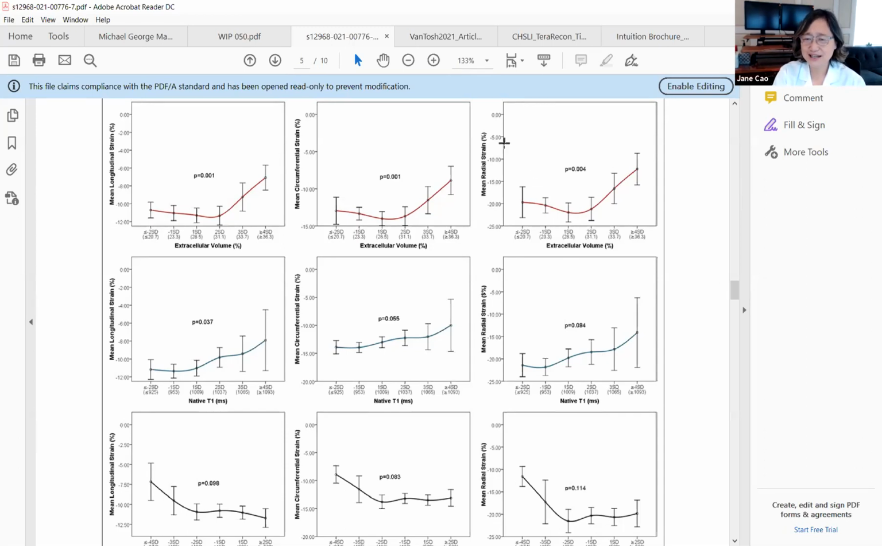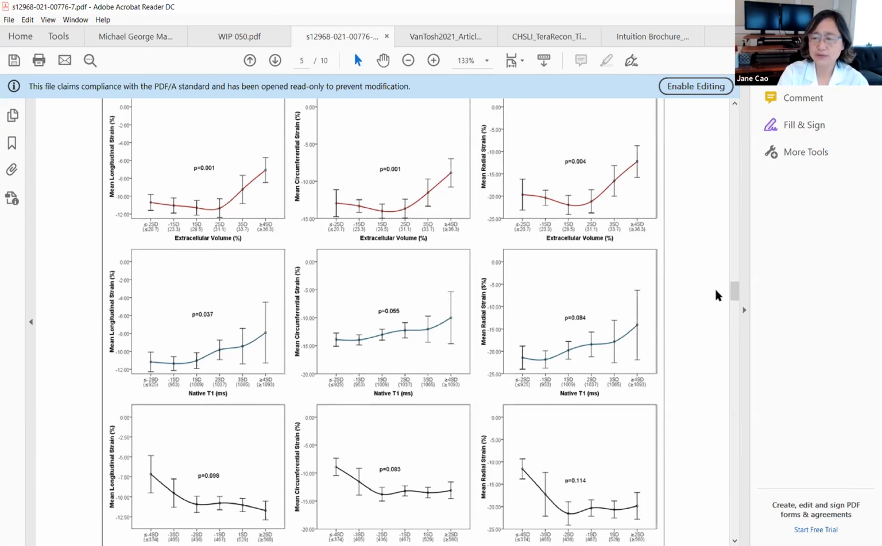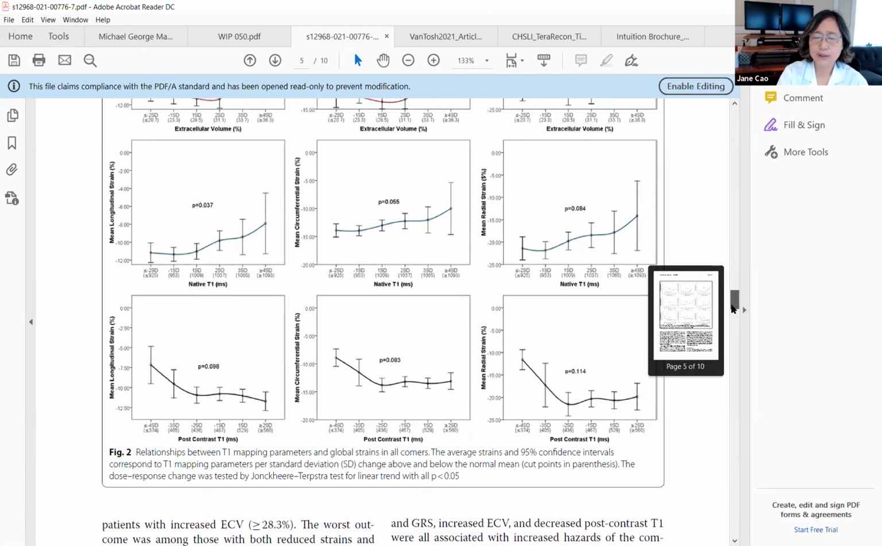I noted last night that the y-axis should be a positive value. I apologize, we were alerted by the publisher.